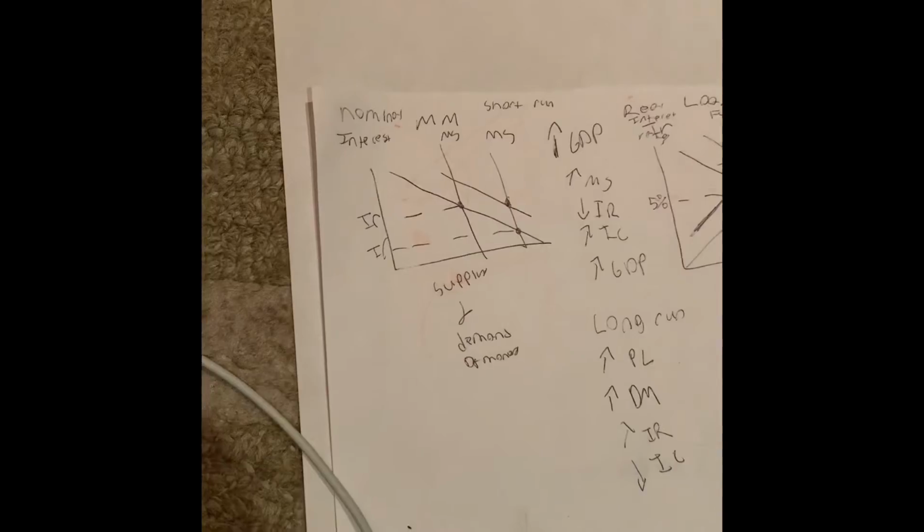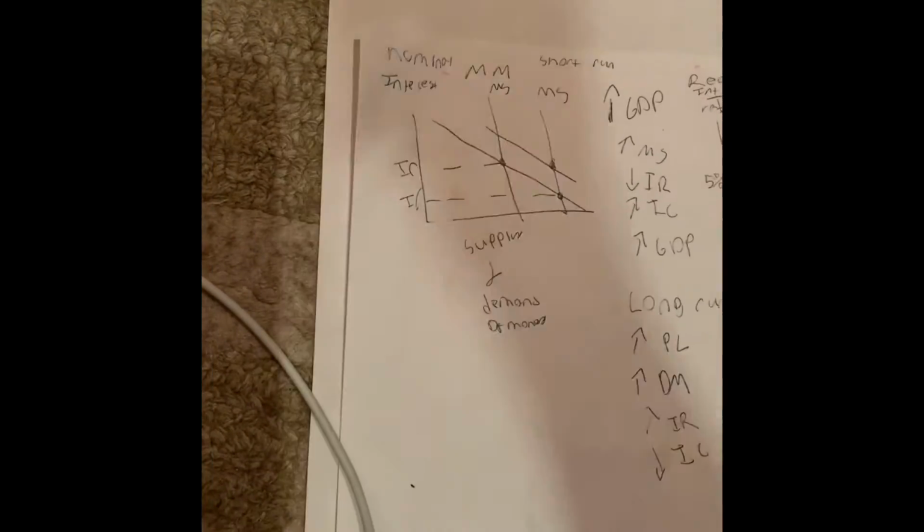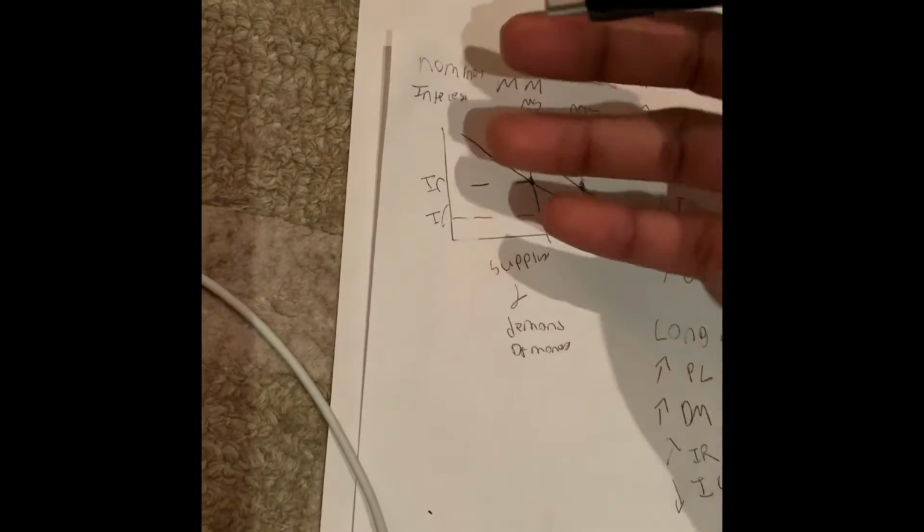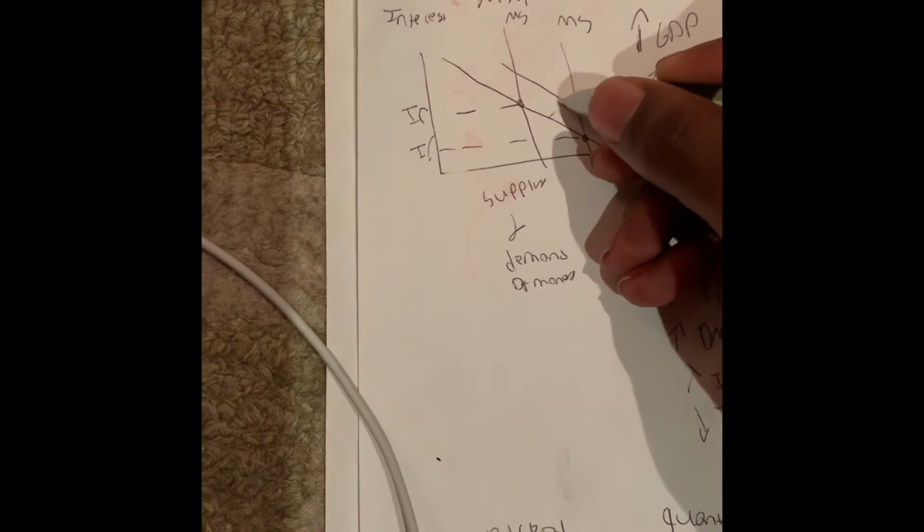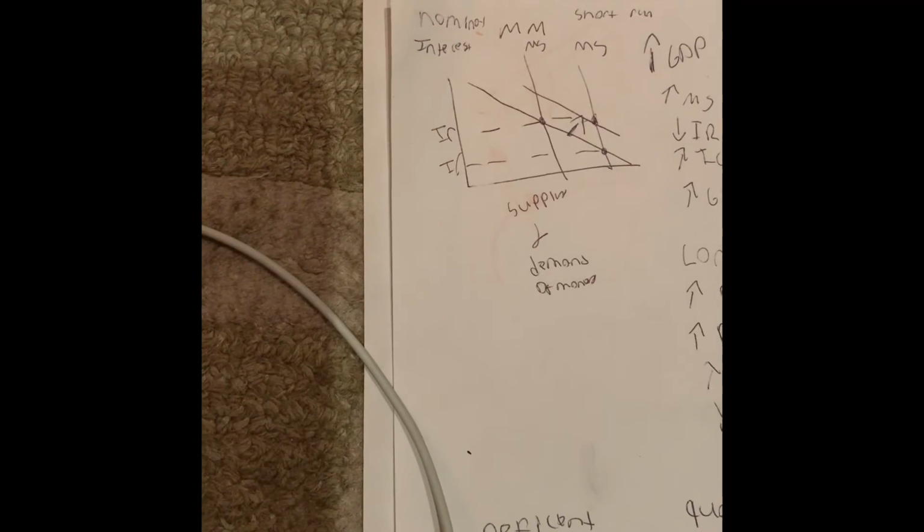Now in the long run, that's going to cause inflation, which is going to increase the price level, which is going to increase the demand for money. And we need more money, so that's going to cause interest rates to go back up. As you can see, this is going to shift here, and equilibrium is going to go right back to where it was. And that's in line with the quantity theory of money.